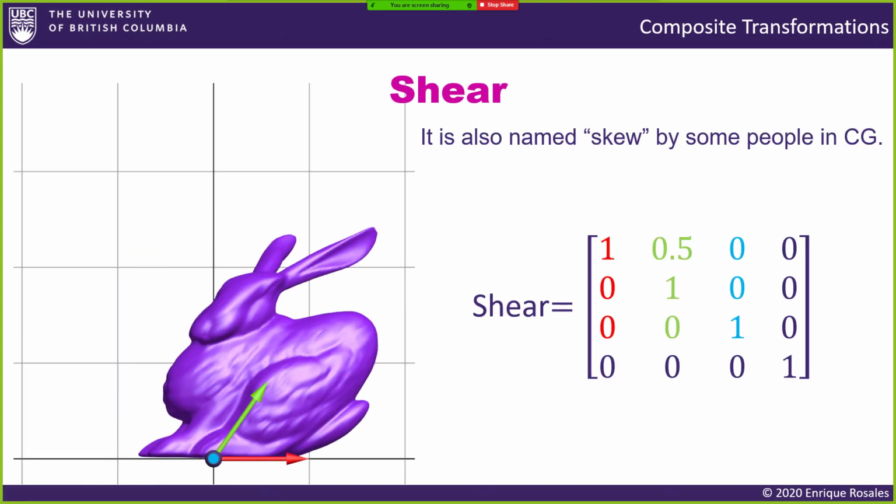This is an example of shear. Remember, it's also called skew or transvection. Nobody uses that term. Okay.